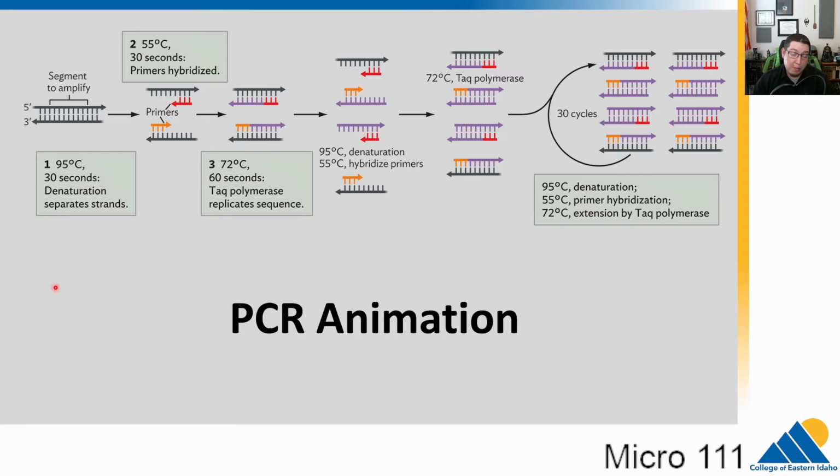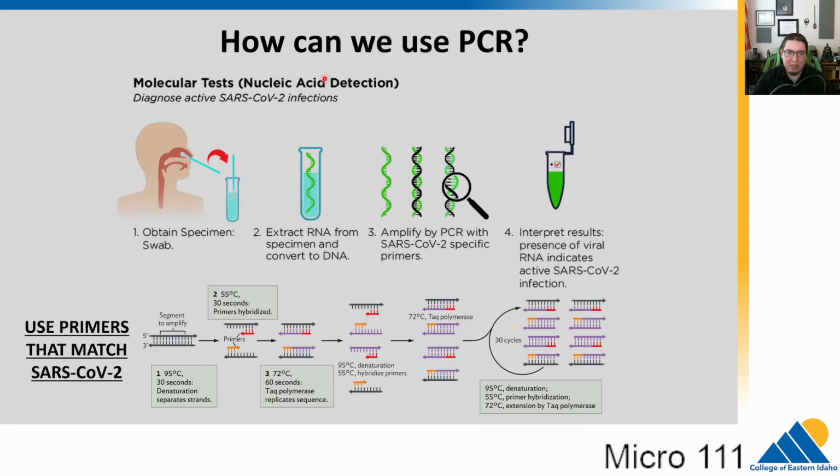All right, so we can make copies of DNA. So what? How does that help us do anything? Well, it helps us in research, right? Because we can make lots of copies of DNA. That makes studying DNA easier. But we can use PCR to identify specific microbes, whether they will amplify or not amplify. So we're going to see how we use PCR to test for the SARS-CoV-2 virus.